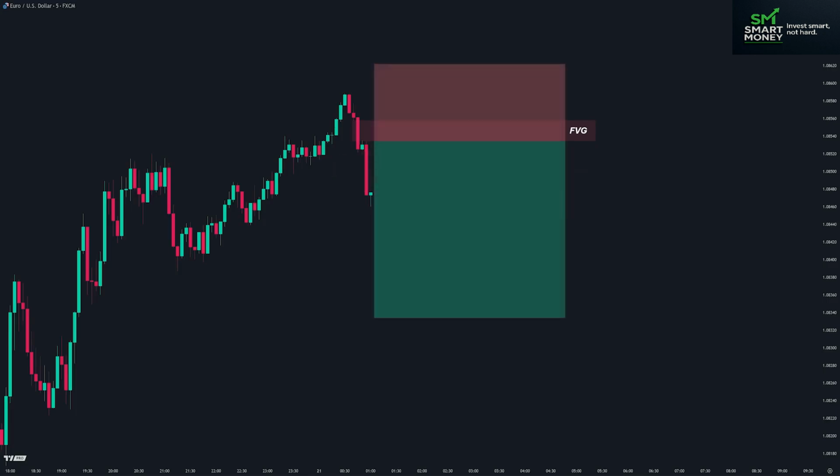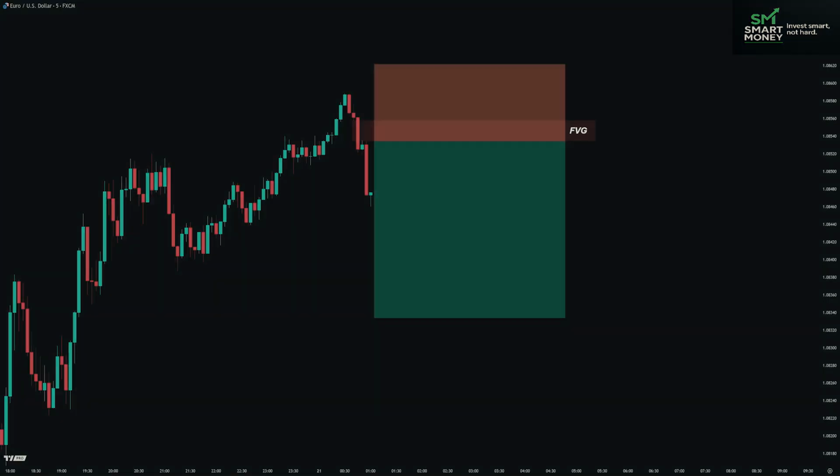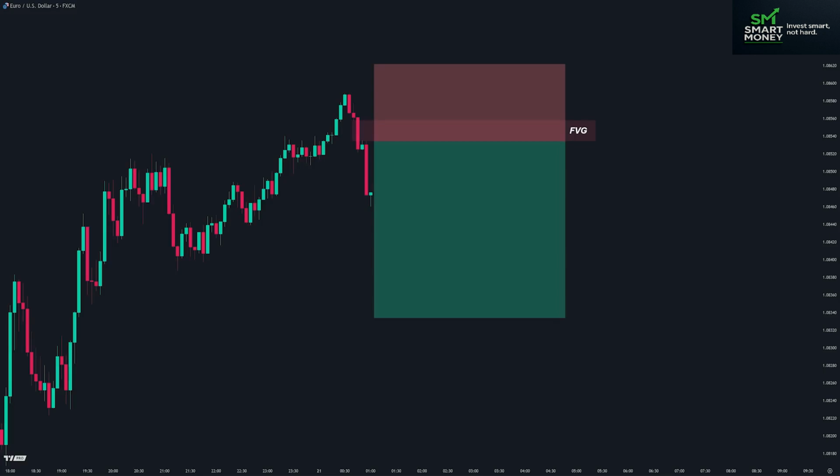We place a sell limit order at the beginning of the higher FVG zone and set our stop loss above the swing high to protect against market fluctuations. I'll explain later in the video why we didn't choose the lower FVG. For the target, we can aim for the unmitigated fair value gap ahead of the current price, which gives us a trade with a risk-to-reward ratio of more than 1 to 2.